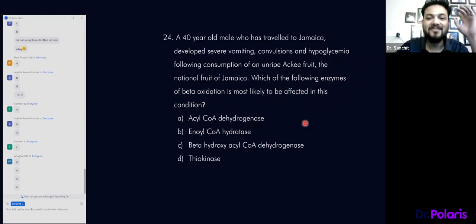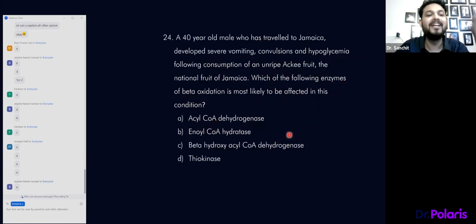Again, you guys have told me. So I'm very happy that Janice ma'am is doing a great job teaching you guys. So acyl CoA dehydrogenase is the right answer. Okay, this Jamaican fruit has been asked a lot. That is why we have put up questions for this, because this has been one of the favorite things asked in your NEET-PG recently. So that is why these questions have popped up. Right. Okay.